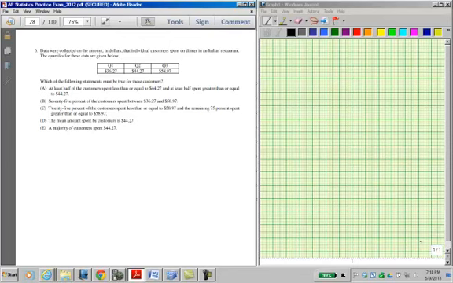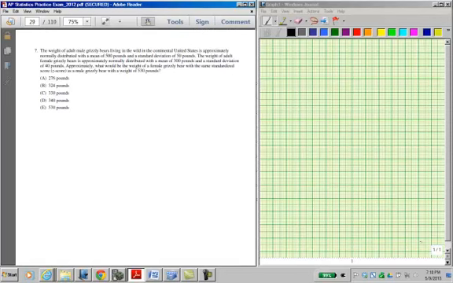Now you've got Q1, Q2, Q3, and the median is Q2, 44.27. Half the customers are going to be less than 44.27, and half are going to be greater. That's the definition of what the median is. And so the answer to 6 is A.